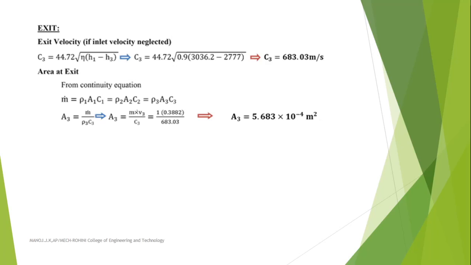And then the area at exit, by using the continuity equation, following the same procedure as before, we will get the value of A3 equal to 5.683 into 10 to the power minus 4 meter square.